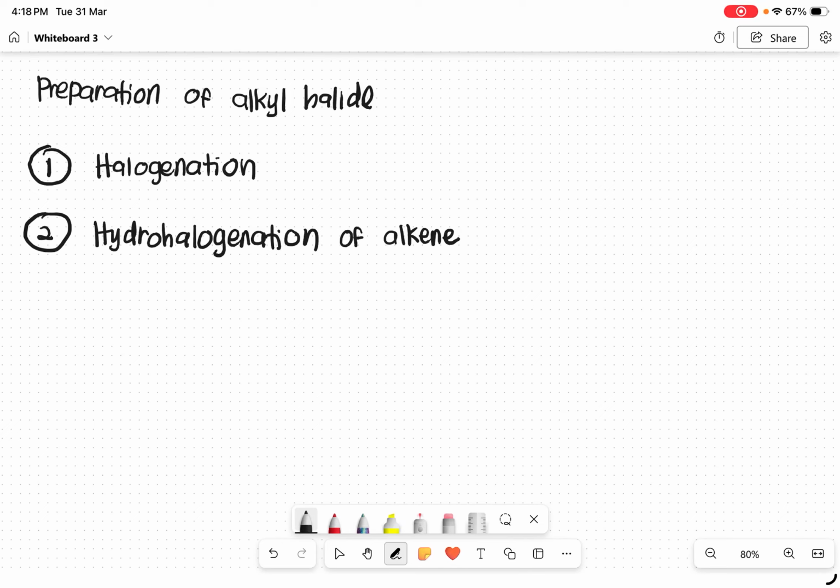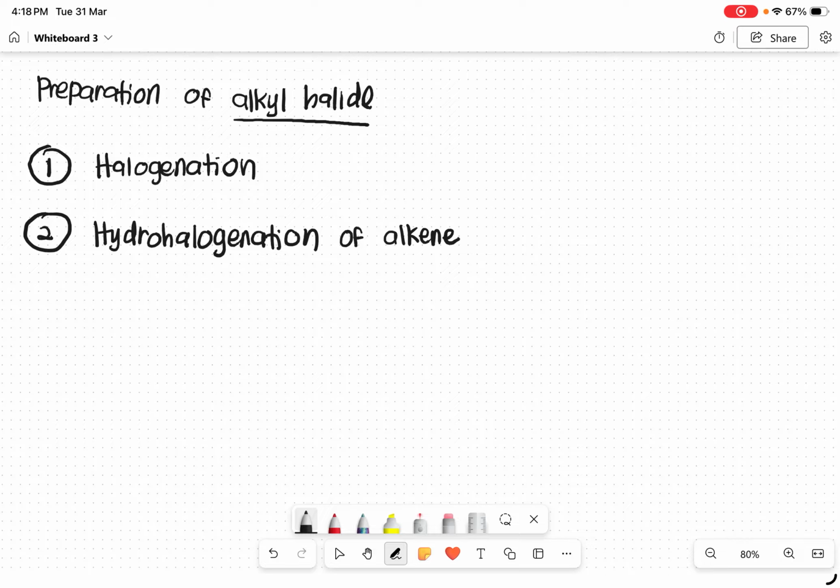Okay, so now we look at preparations of alkyl halide. Preparation of alkyl halide means that we want to produce alkyl halide. So the starting material for the reactions to produce alkyl halide differs. For example, for this preparation, we have two reactions.